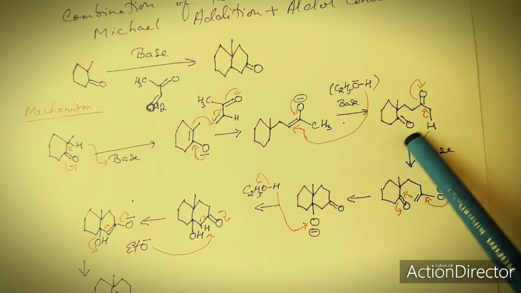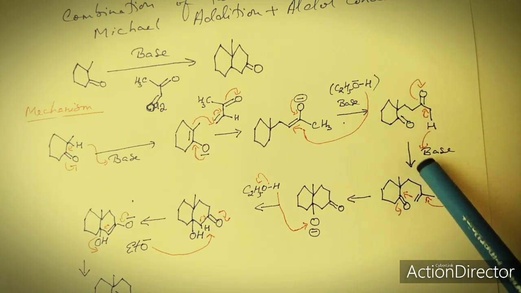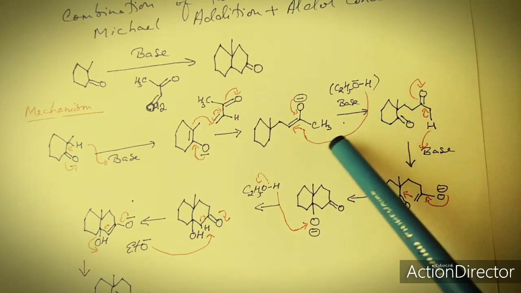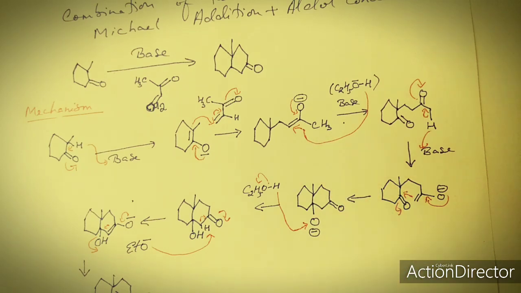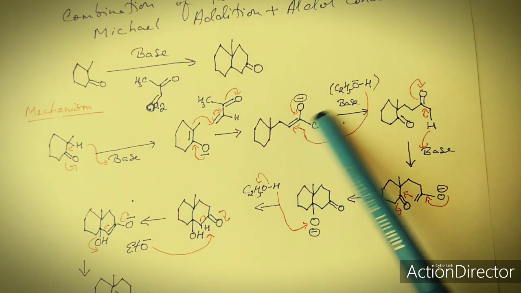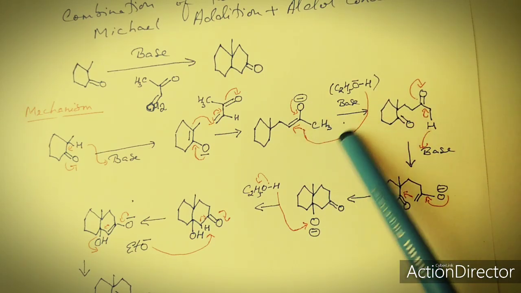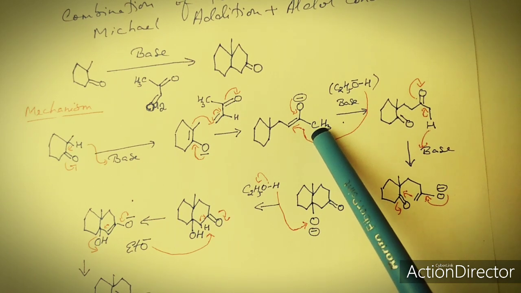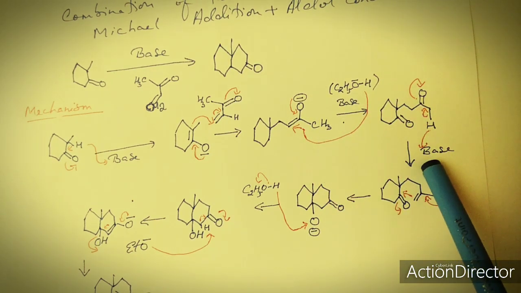Now this product, as we can see, again, what will happen in the presence of a base? Because we know now we are proceeding towards the aldol after this. That's why it's a combination of both the Michael as well as the aldol. Now this will react further, and we will see how cyclization will occur, because this CH3 has got acidic hydrogen. It is alpha to this carbonyl. So H positive will be pulled by the base.